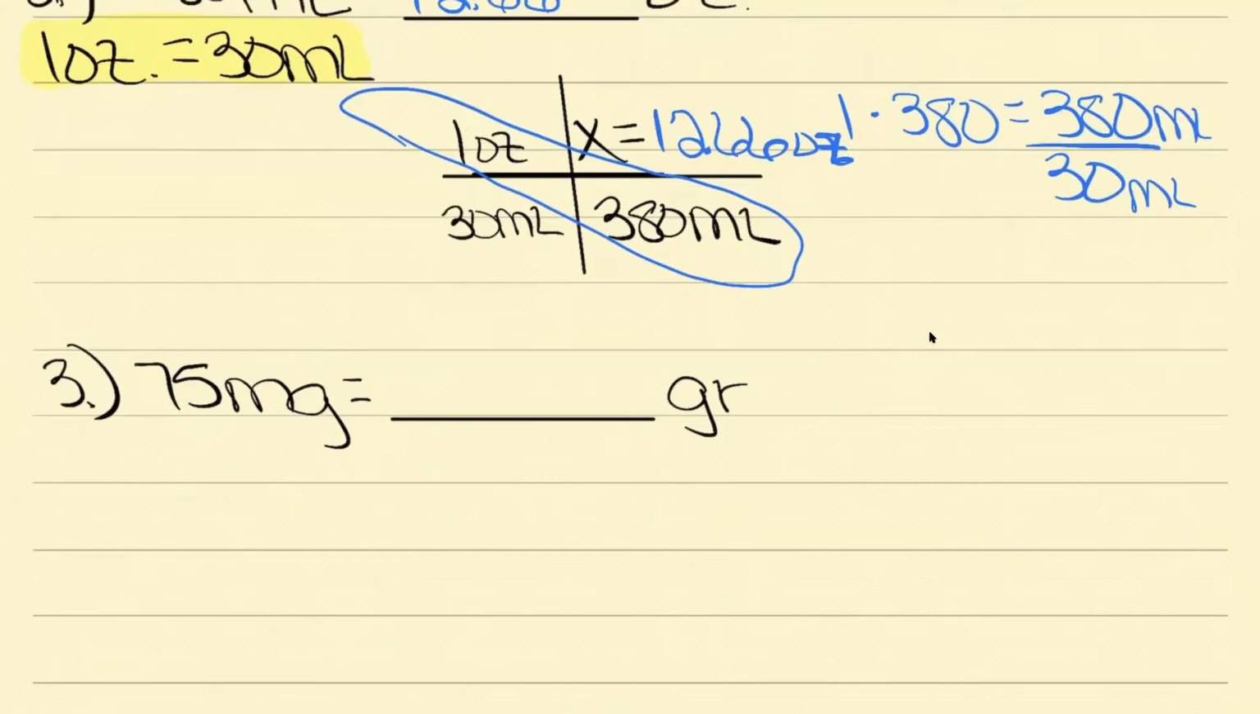Okay, moving on to number 3. 75 milligrams is how many grains? Remember, GR is grains.